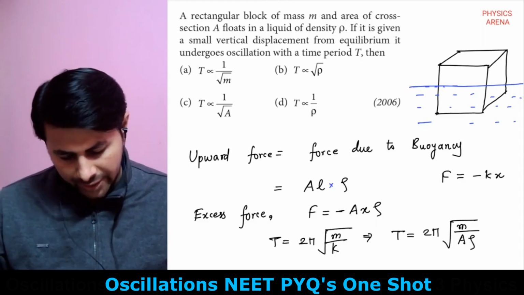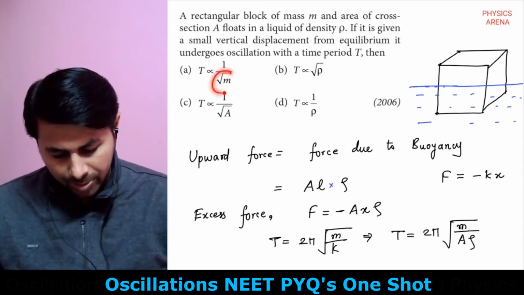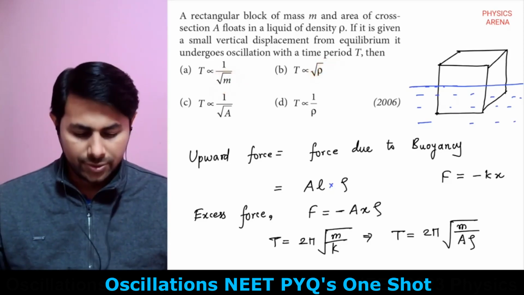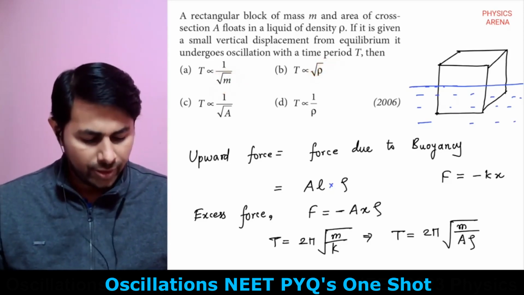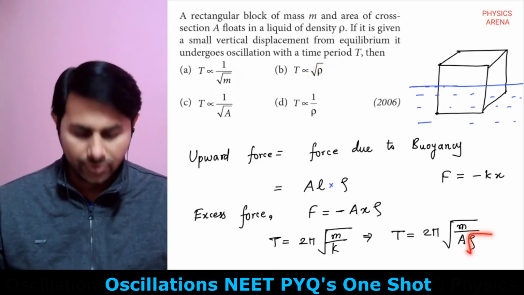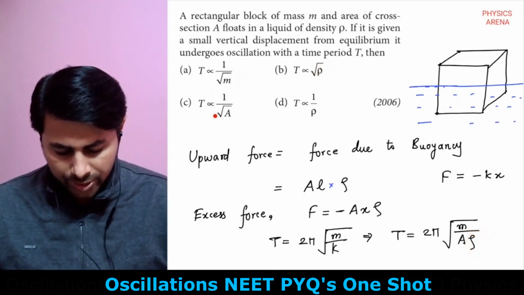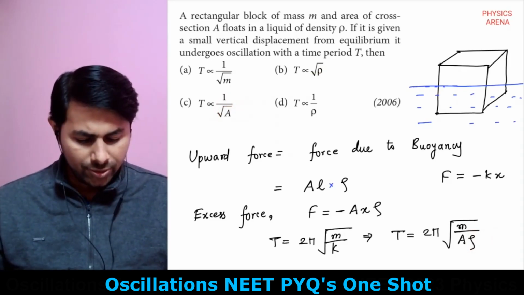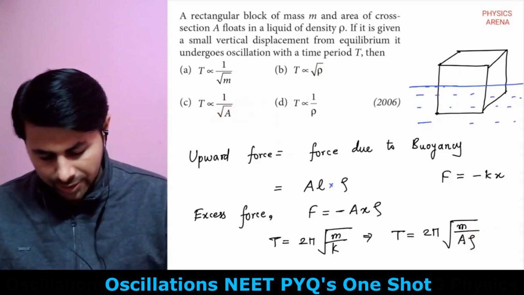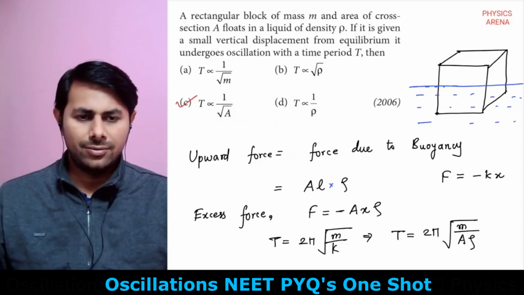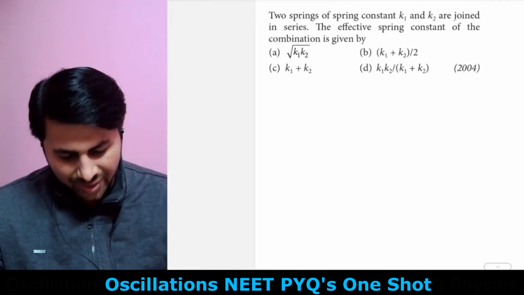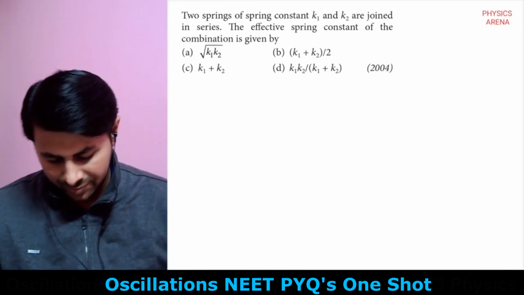Now you can tell, is it inversely proportional to root m? No. Is it directly proportional to rho? No. Okay, square root of rho? No. It's inversely proportional to root of rho. Is it inversely proportional to root A? Yes. Okay, it is inversely proportional to root A. So option C is the answer, right? Not option D. Okay, next one.